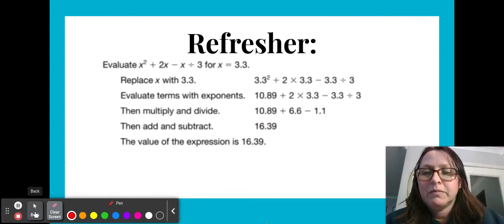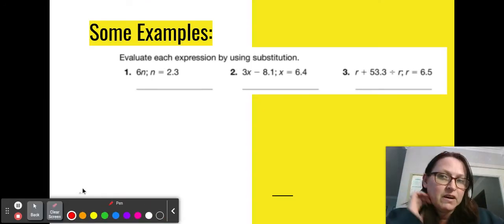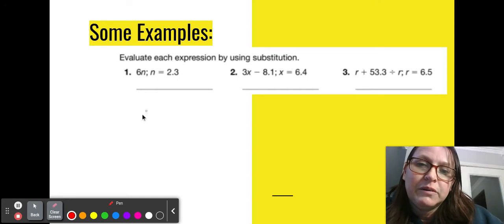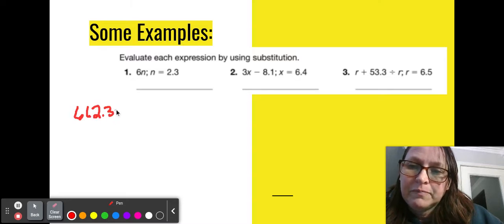Let's do a few more examples. Here are 3 examples. We're going to start with a pretty easy one. 6n equals 2.3. So I'm going to do 6 times 2.3. Well, if that's the case, let me put 2.3 times 6.